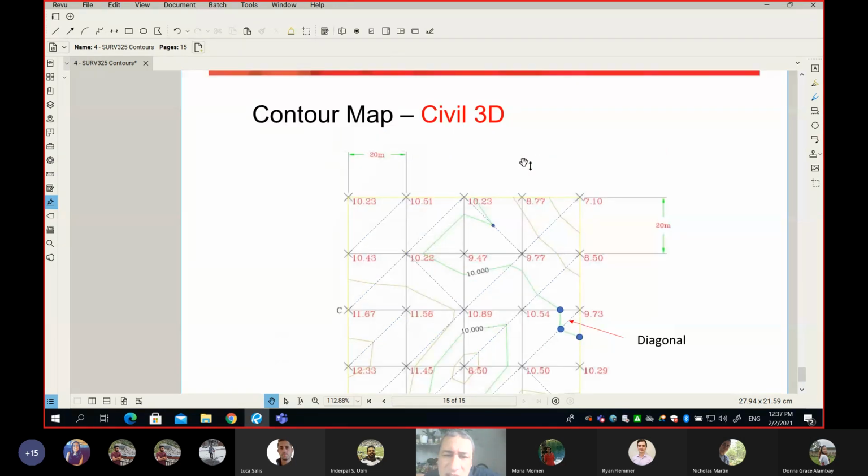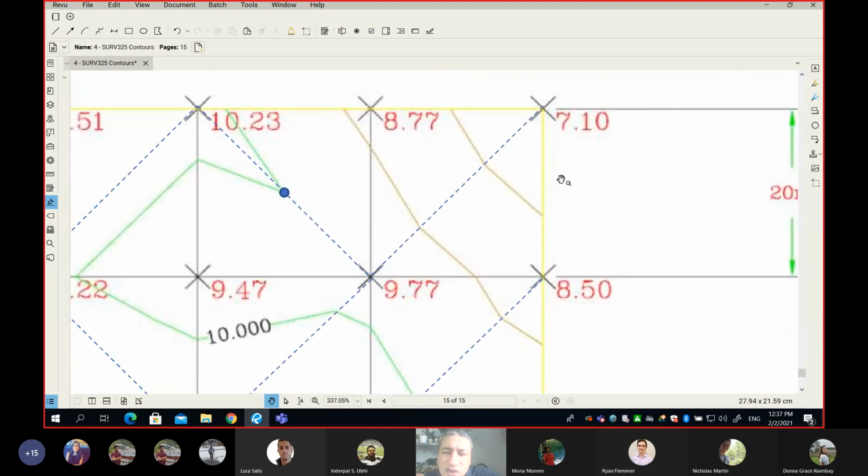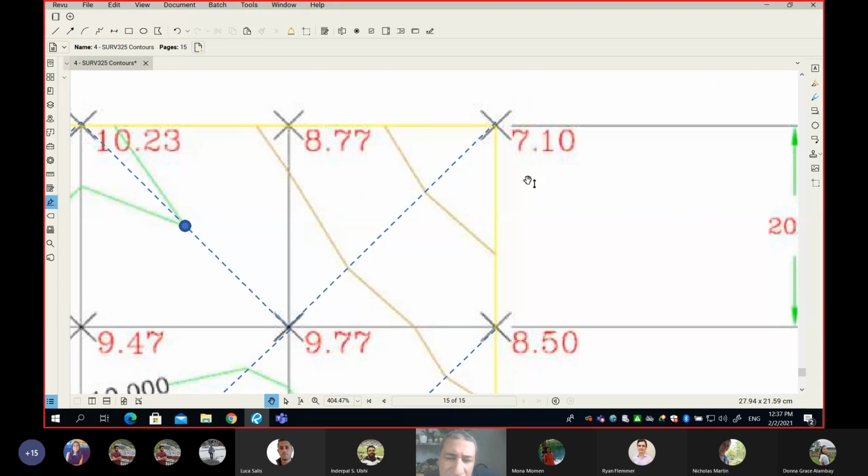However, I want to mention something, that this map has been created using Civil 3D. And let me show you the difference. If you guys remember, 5 minutes ago, we were trying to find a point that has elevation 8, using linear interpolation. And also we go to this side and we try to find a point that has elevation 8. So what's next is we connect these 2 points together, and this will give us a piece of contour line 8. Let's make it a different line type.